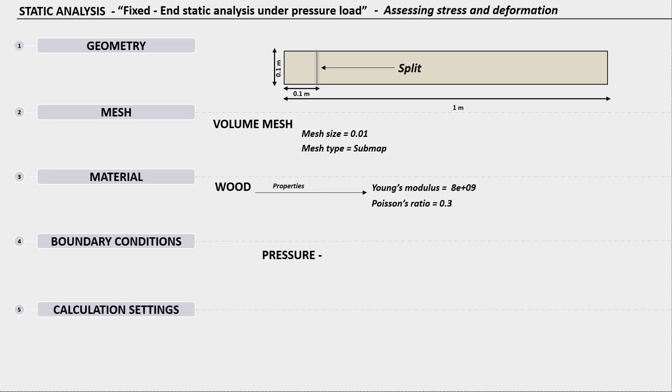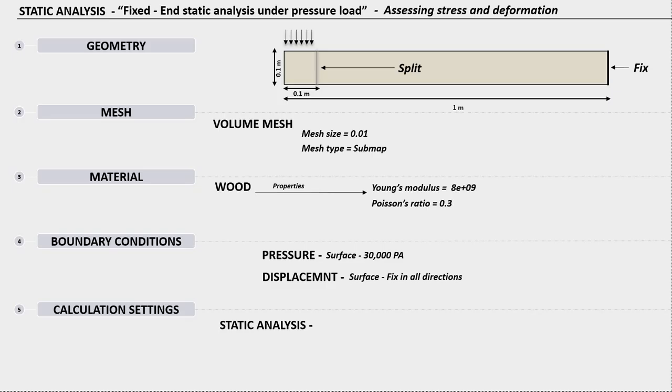Let's move on to the boundary conditions. Here I will apply a pressure of 30,000 Pascal to the top surface and then I will fix this end surface to restrict any movement. After that I will go to calculation settings and select static analysis along with elasticity. I will run the simulation to determine the stress and deformation in the structure.